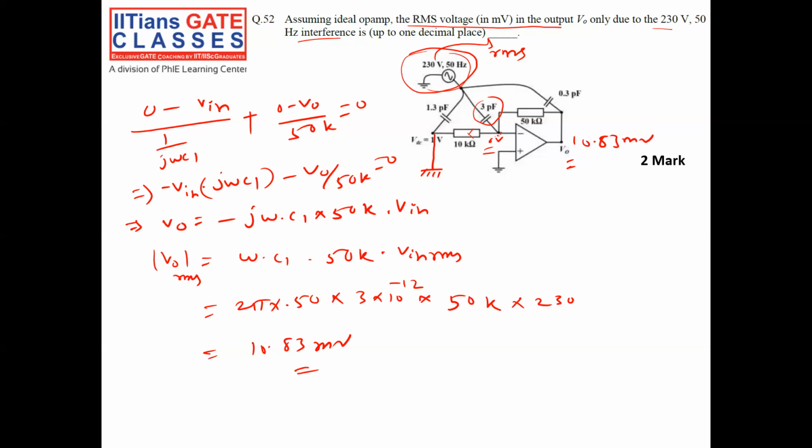Simply apply a nodal equation here: 0 minus Vin by 1 by j omega C1, and 0 minus V0 by 50k. It will give me my output. If I want to know the output RMS, I have to apply my input RMS here. Then this magnitude multiplied by the input RMS will give me my output RMS.